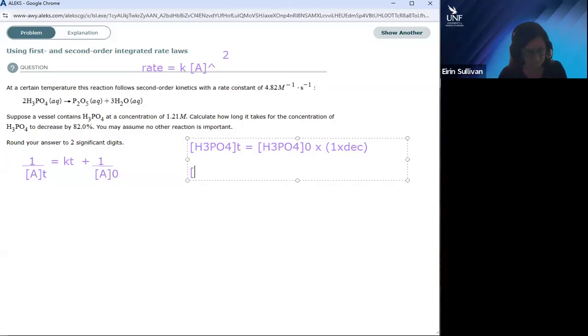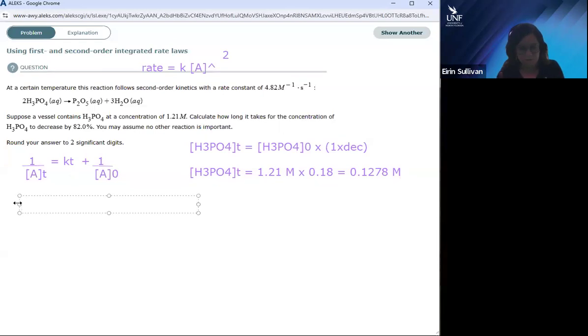So my concentration of H3PO4 at time t is going to be 1.21 molarity times 0.18, which is about 0.1278 something molarity. So that's going to be my final concentration. Or it might have just given me the concentration; this particular question made me work it out.